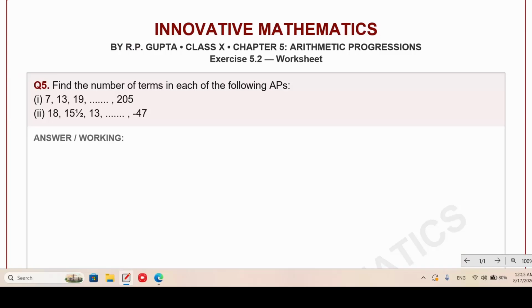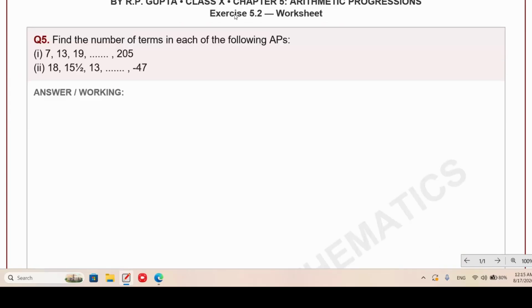I hope you guys are enjoying AP. Now, find the number of terms. So first question, let's do 7, 13, 19, and so on, the last one is 205. Here, the one after the dots is an. A is equal to 7, D is equal to 13 minus 7, which is 6, and an is equal to 205.